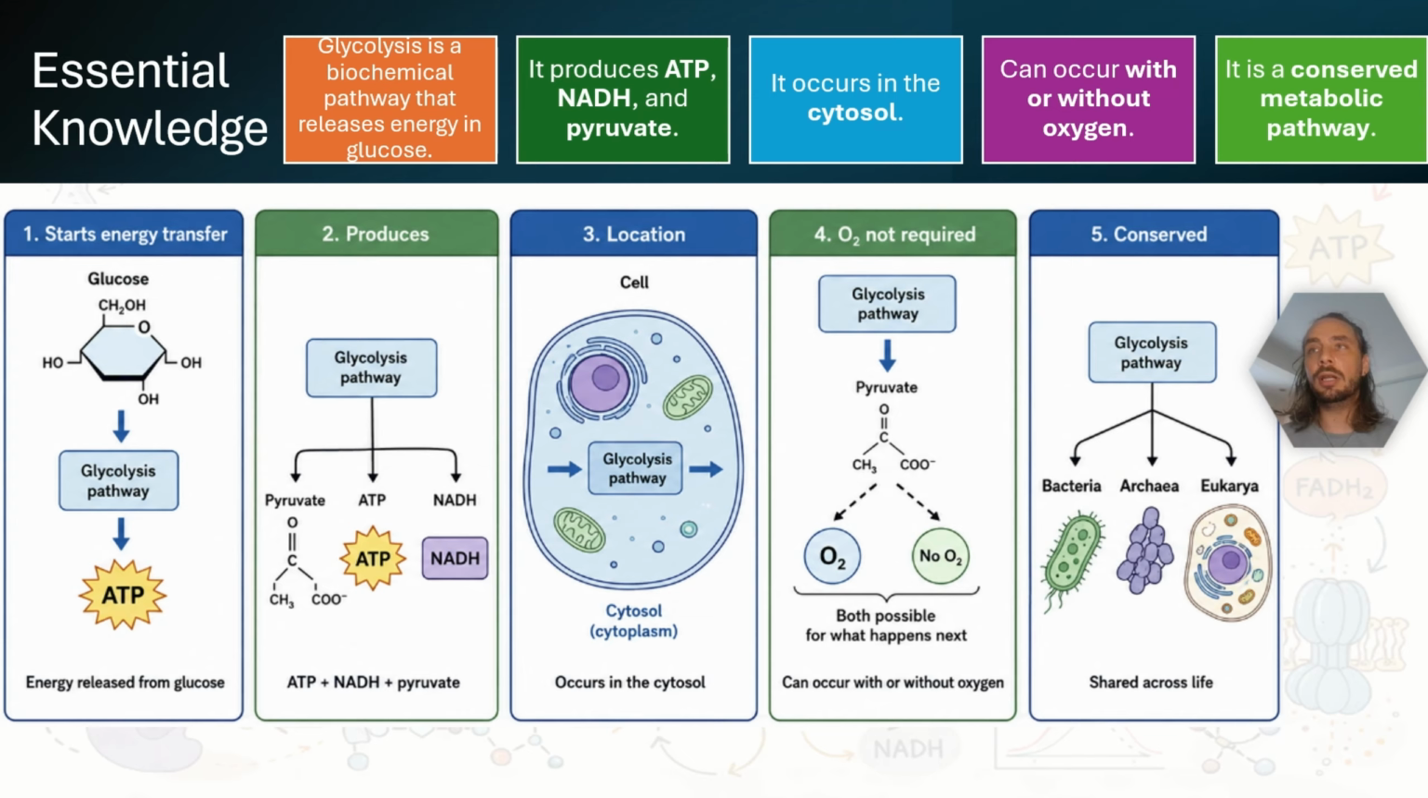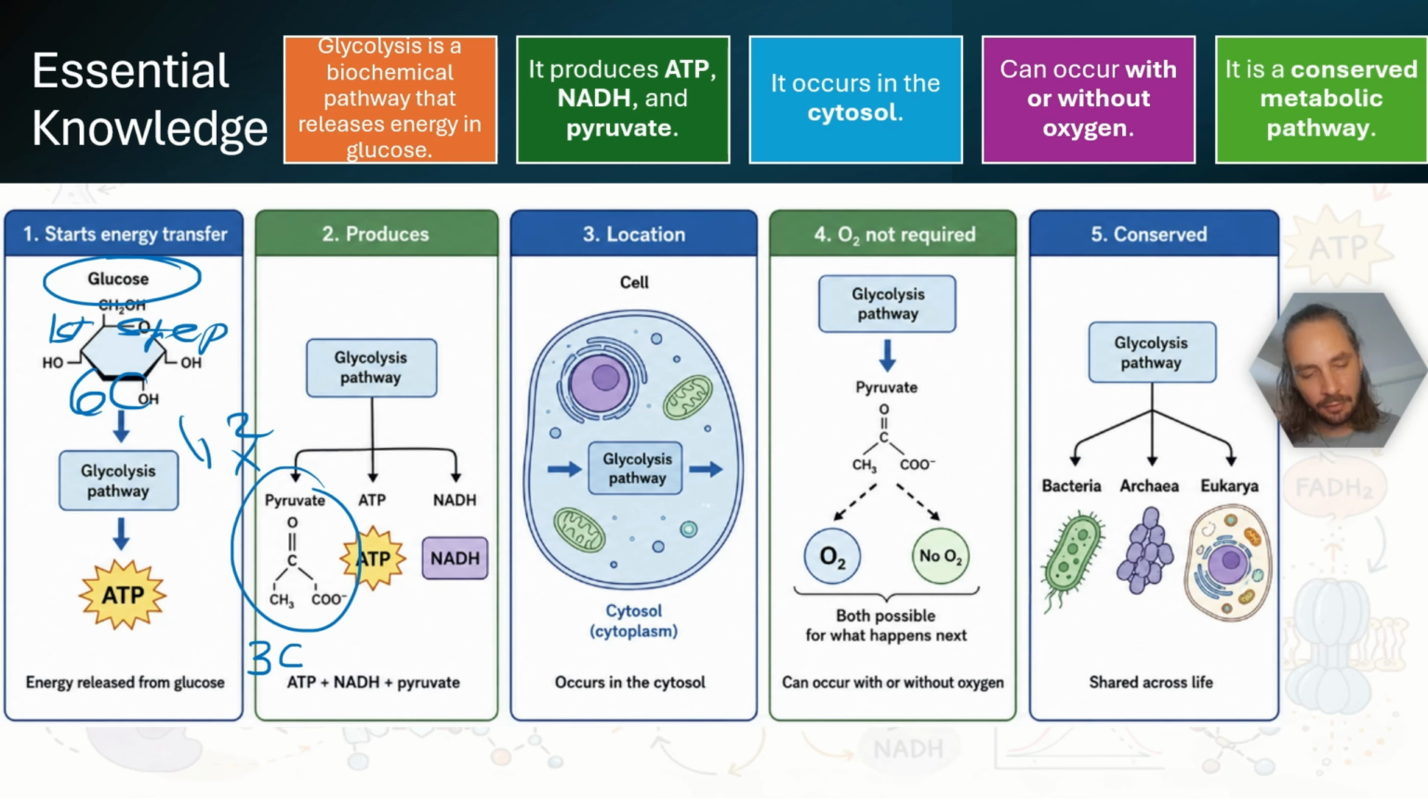Now, the essential knowledge is that glycolysis starts the energy transfer. It is the first step of breaking down a 6-carbon molecule into pyruvate. Okay, and pyruvate is a 3-carbon molecule and we'll have 2 of those molecules. So no carbon is lost.